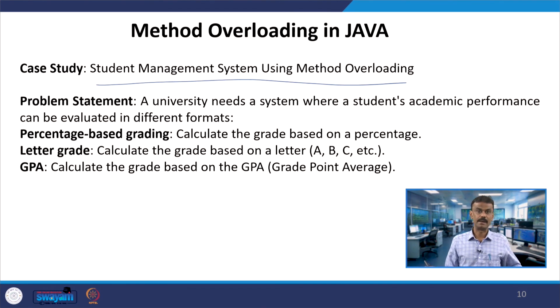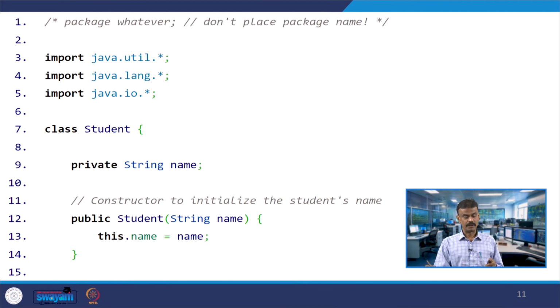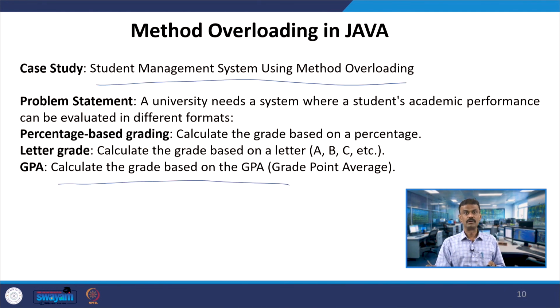The letter A, B, C, etc. In some universities you have A plus, A, B plus, B, etc. These are all the grades, and the last one is GPA. GPA is nothing but grade point average, which calculates the grade based on the GPA. So, we will see percentage based, letter grade and GPA, using the concept of overloading.